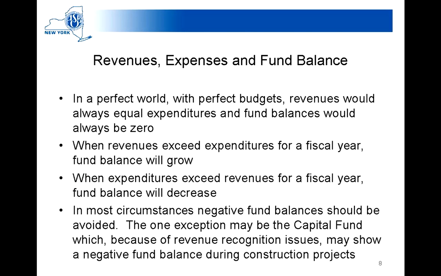I love the bullet on the first slide. In a perfect world, we all know there's no such place, but if there were, we would have budgets with revenues that would always equal expenditures, and fund balances would always be zero. Revenues would equal expenses. These days, we would look forward to having our expenses match our revenues, but oddly enough, these days it's the other way around.